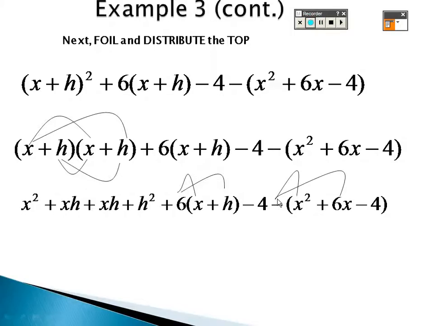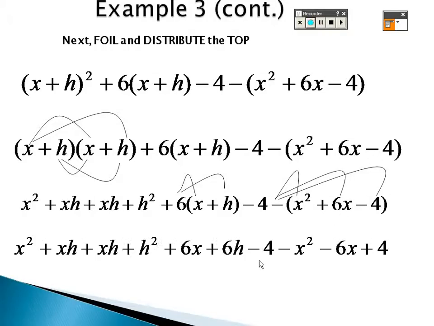That negative needs to go through to everything, making that a negative x squared and negative 6x and a positive 4. So here's everything. Now I start smushing things together. I have an x squared and a negative x squared, so they're gone. I have a 6x here and a negative 6x there. I have a negative 4 and a positive 4.